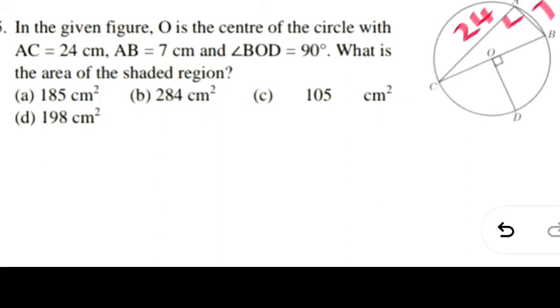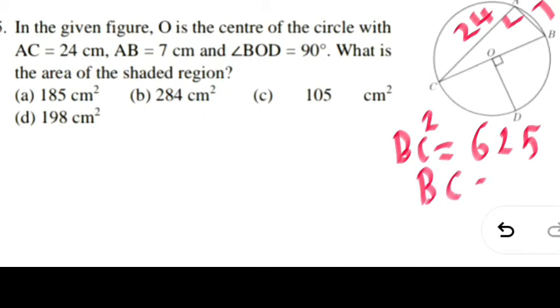Hypotenuse of the triangle, how to find out? Using Pythagoras theorem, BC square is equal to 24 square plus 7 square. What is 24 square? It is 576. Plus 7 square, meaning it is 49. So you will get 625. So what is BC? BC equal to 25. BC equal to 25 meaning the diameter of this circle is 25. So what will be the radius? Radius is 25 by 2.